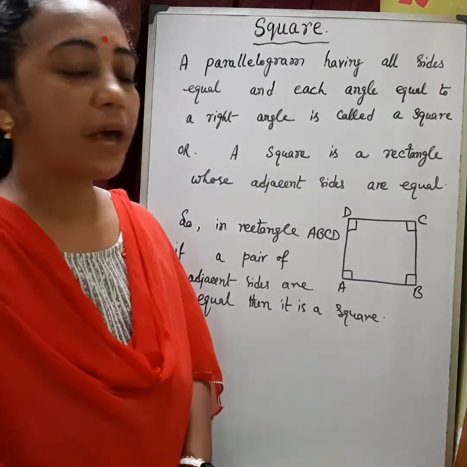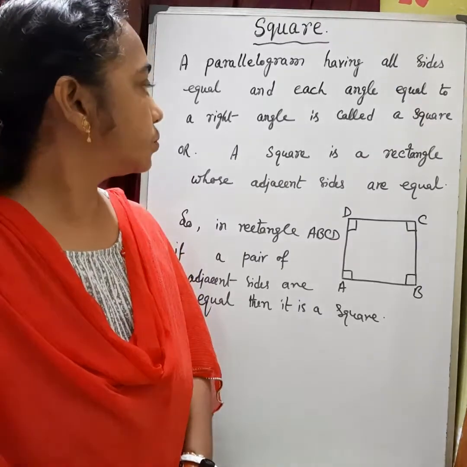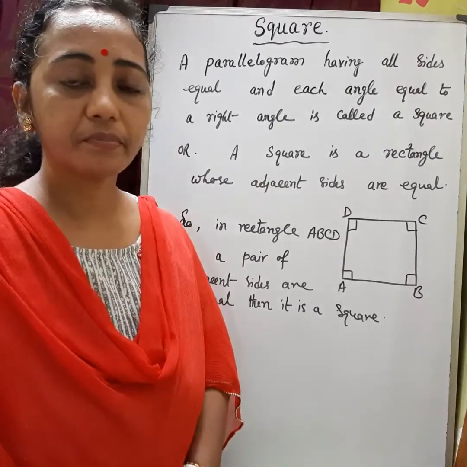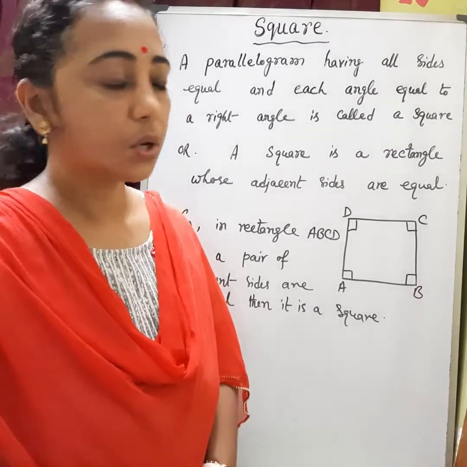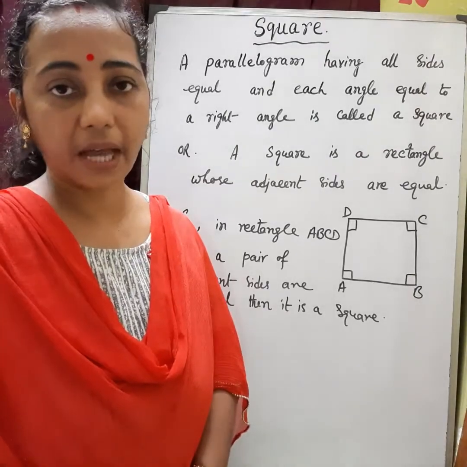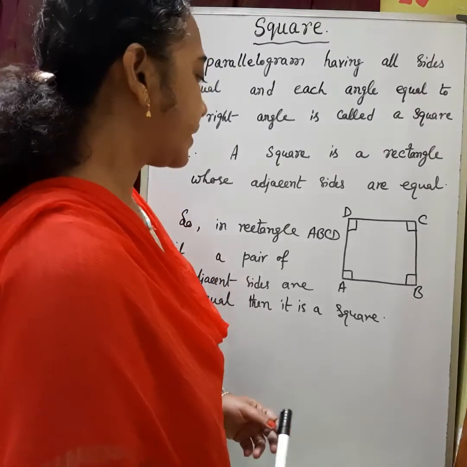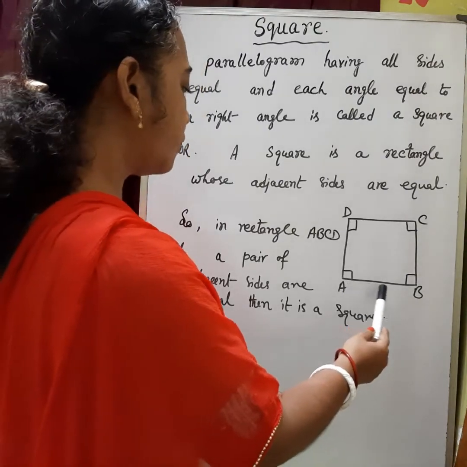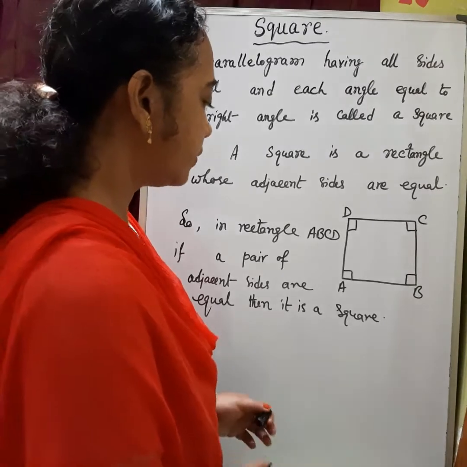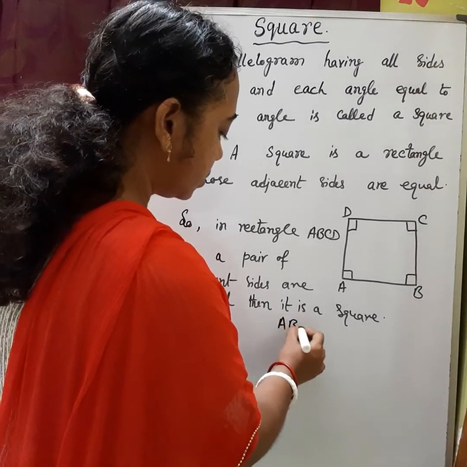A parallelogram having all sides equal and each angle equal to a right angle is called a square. Also, in other words, we can say that a square is a rectangle whose adjacent sides are equal. So, in a rectangle ABCD, if a pair of adjacent sides are equal, then it is a square. So, in this figure, if we consider the adjacent sides, suppose AB is equal to AD.